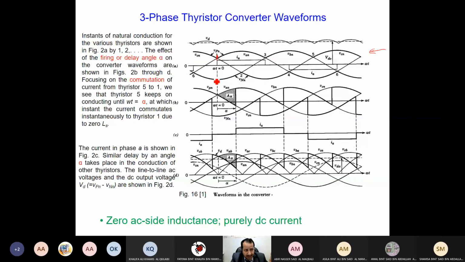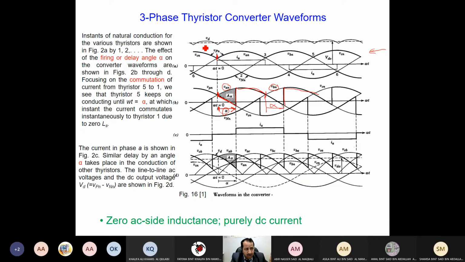For the thyristor, at the point of intersection, yes, the voltage VN is positive, but thyristor T1 will wait until alpha comes. So from this point of intersection, we count until alpha comes. When alpha comes, voltage will appear across the load. Before that, the voltage is the same as the previous cycle's thyristor conducting. Now it will continue until this point. Yes, VBN is the highest voltage, the positive forward voltage, but the connected thyristor, which is T3, will not conduct until alpha comes, from here to here, then it will conduct.